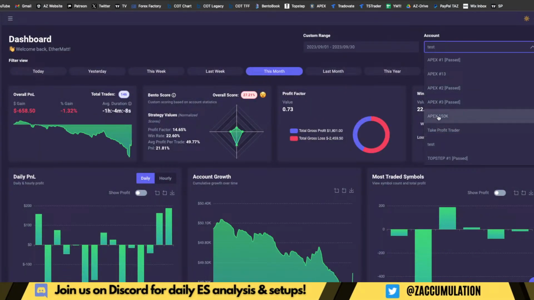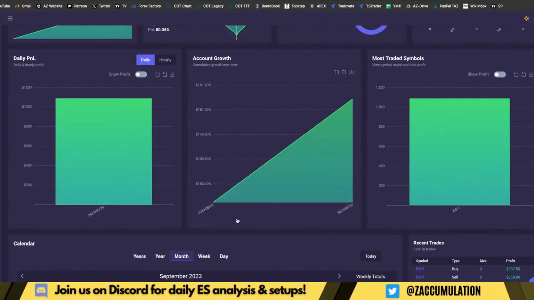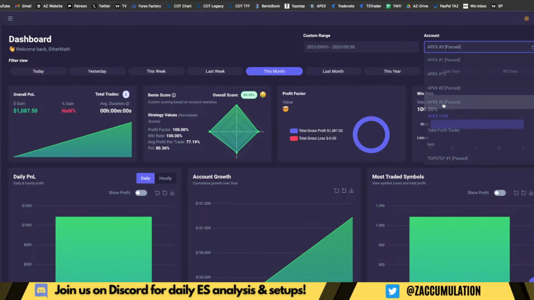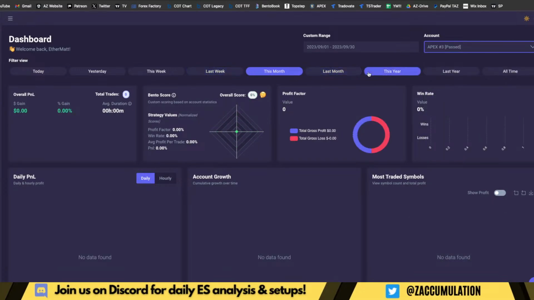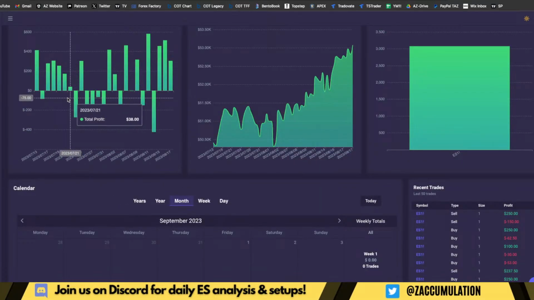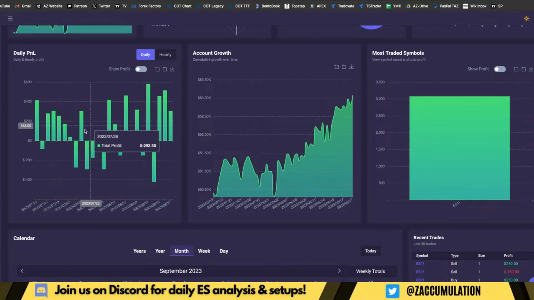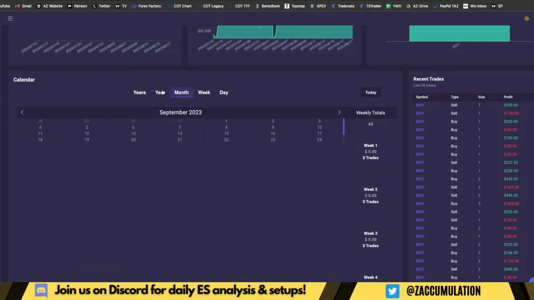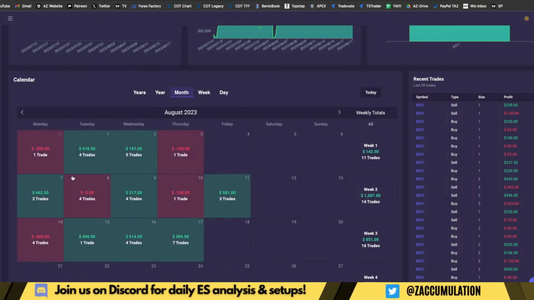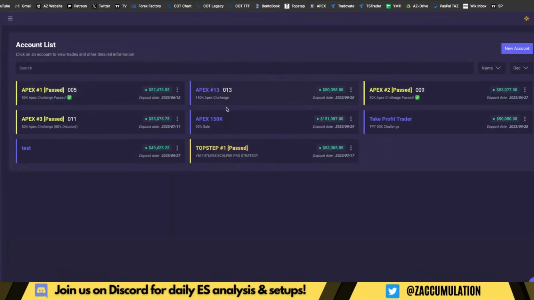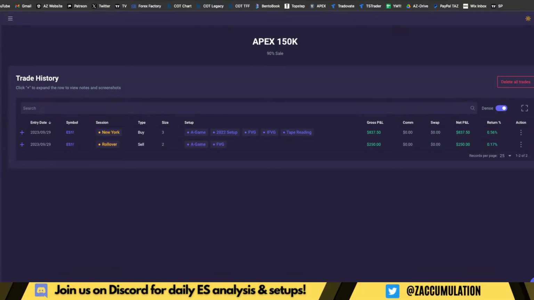Alright, so if we go to the Apex 150K, here's that little dashboard. I really like using that dashboard. Gives you very valuable insights. So if I go, for example, to an Apex account that I passed, we have to go to this entire year. Here you can see your P&L curve, at what times throughout the day you're profitable, your account growth, most traded symbols, and what's most important for me, this little calendar right here. You can see how much profit I made on each day. Really like that. So yeah, Apex 150K. I have a 9K profit goal on that.